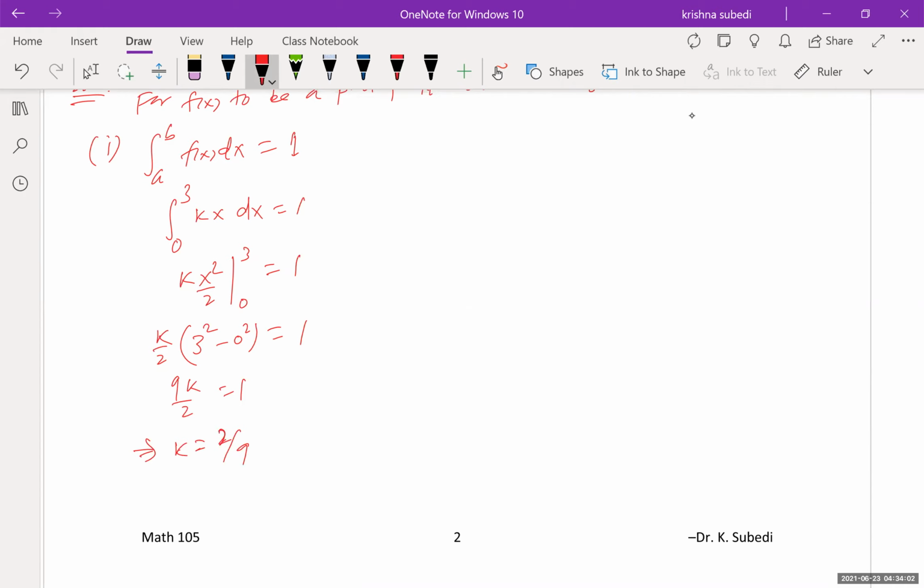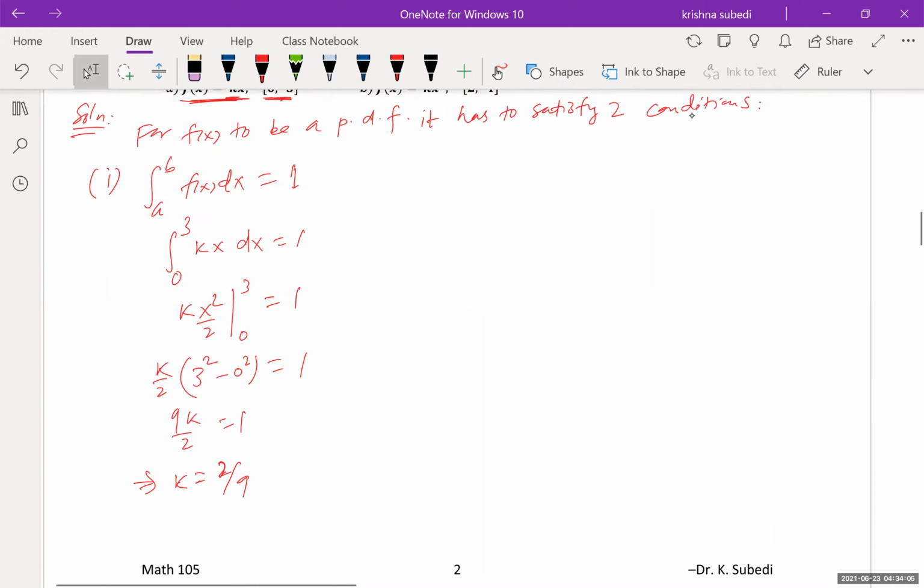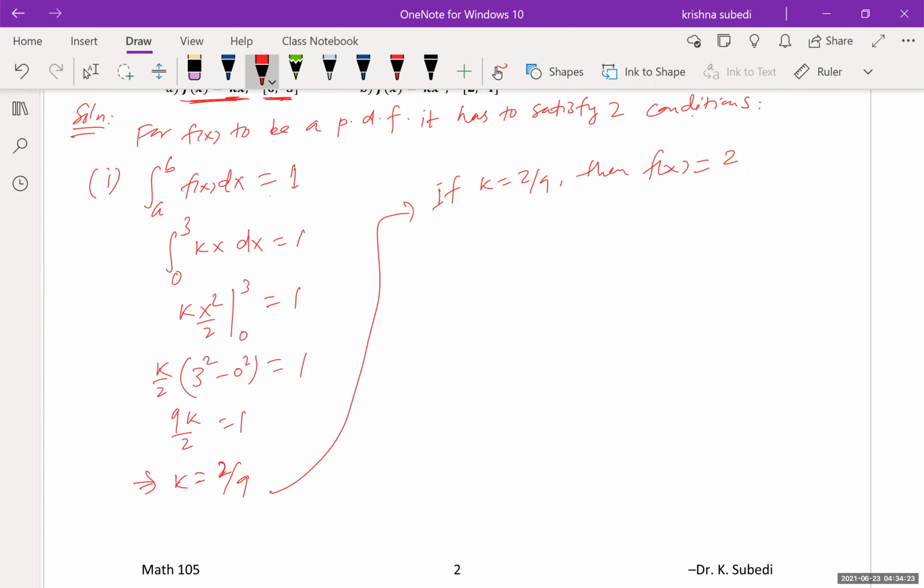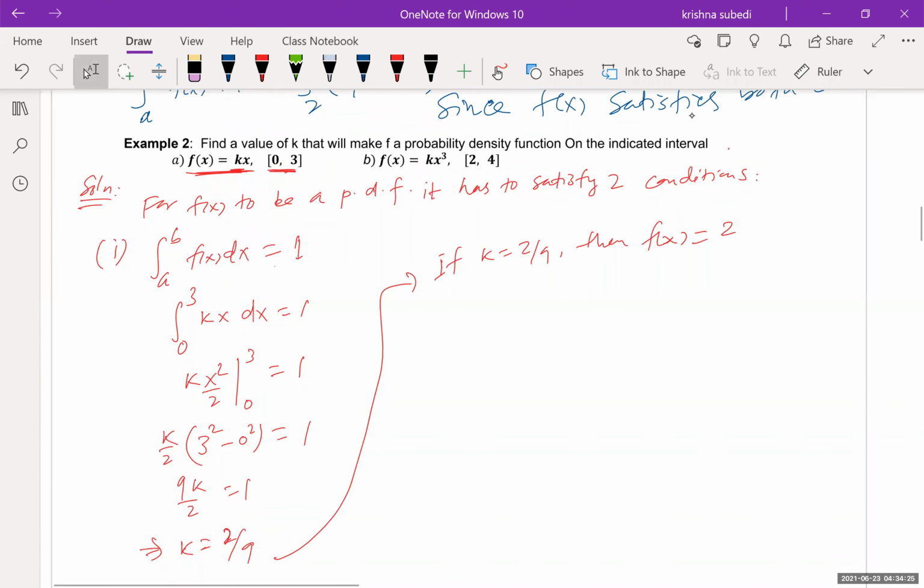Okay. So if k equals 2 over 9, then this will satisfy this condition. Now we need to check the second condition, okay? So if k equals 2 over 9, then f of x becomes kx, which means 2 over 9x, right? That's our function.